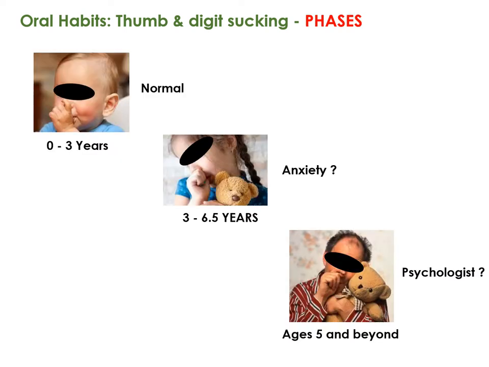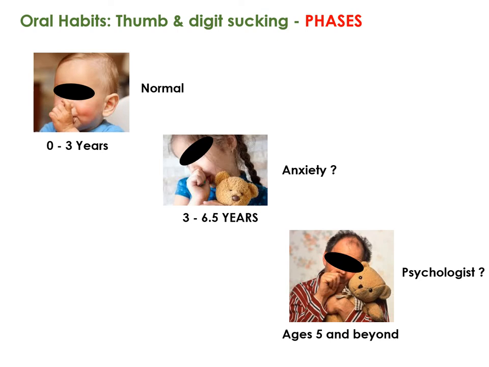So you can divide this habit into three phases. The first phase ends at 3 years. So if you see a child within this age group performing a thumb and digit sucking habit, then you can easily convey to the parents or the caregivers that it's a normal process and a normal habit which will stop at around 3 years of age. So you can tell them that it's something the child will overcome.